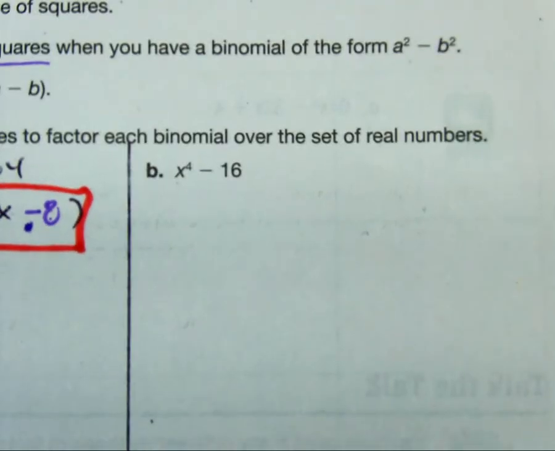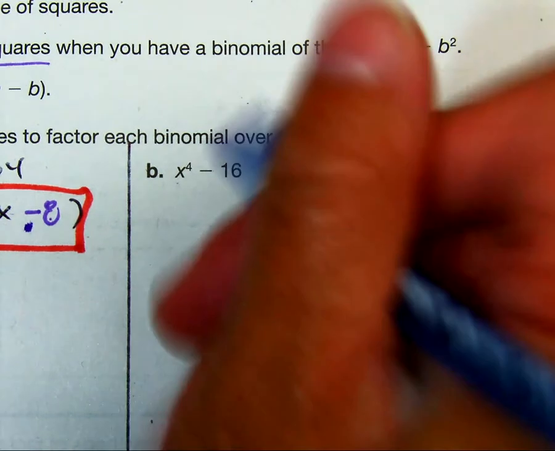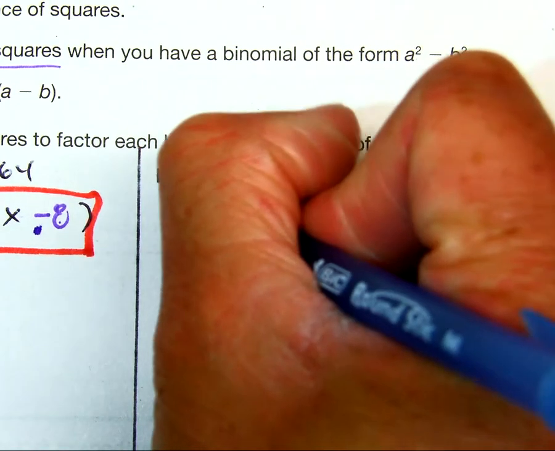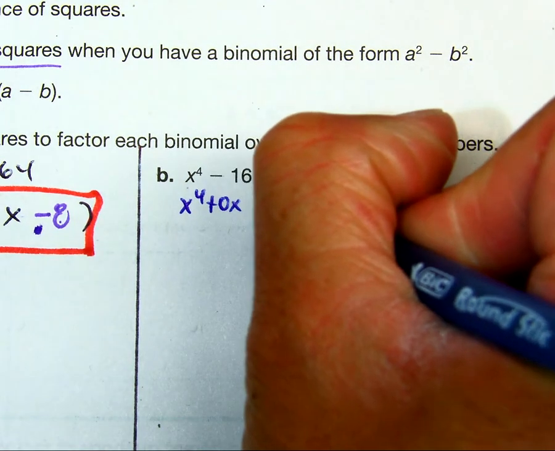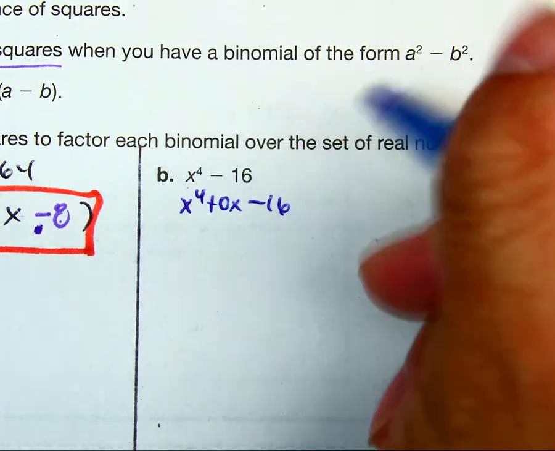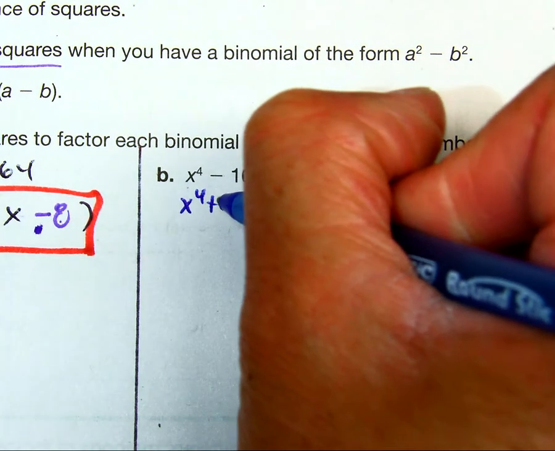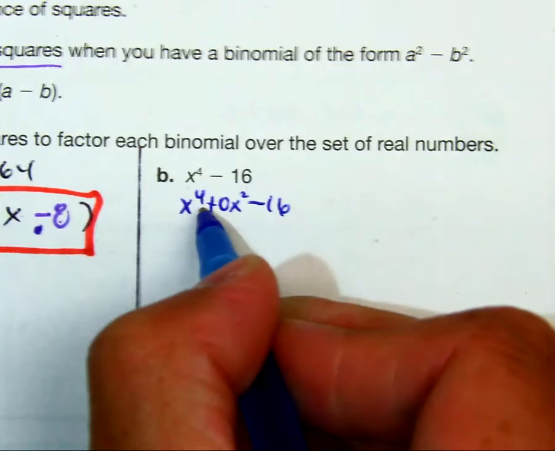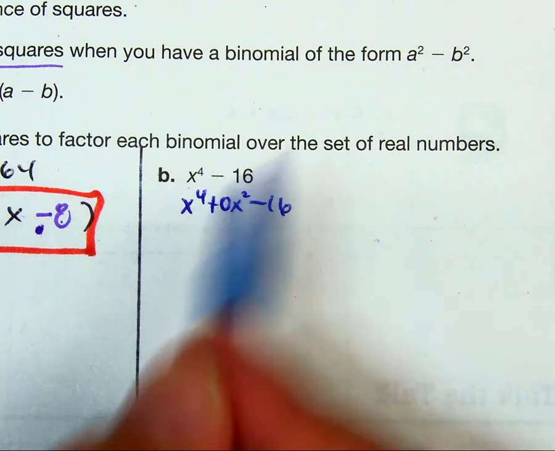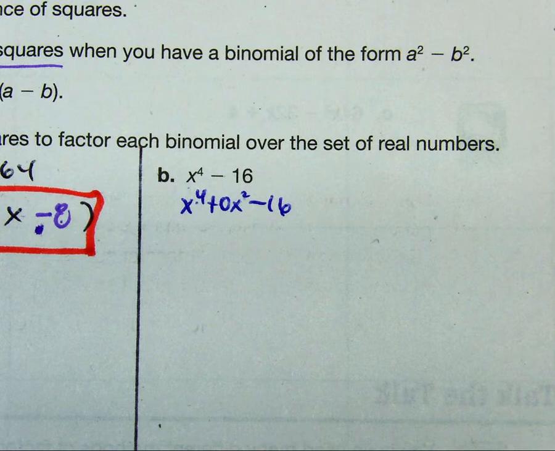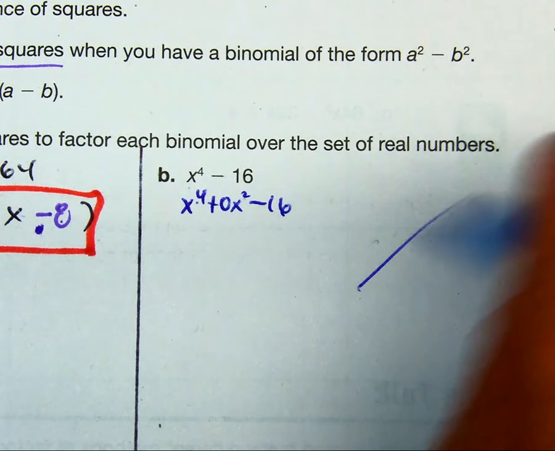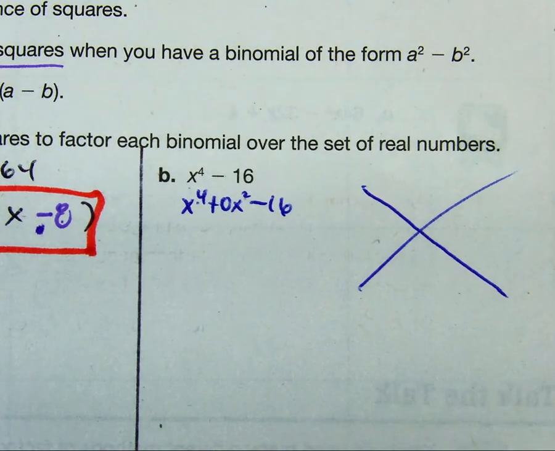Class, tell me how to write this with the 0. Minus 16. Okay, this 0 here is a 0x squared. Because class, what's 0 times anything? 0. Class, what's half of 4? 2. That tells us that you can use the X method.